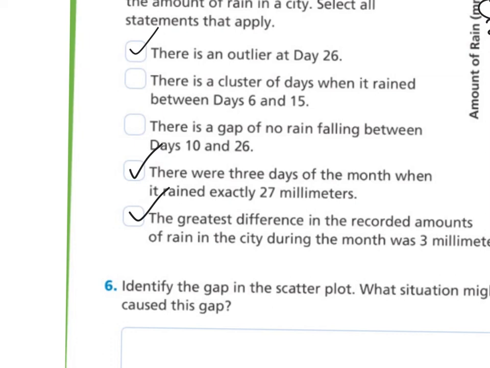So this gives you an idea of how to construct and interpret scatter plots.